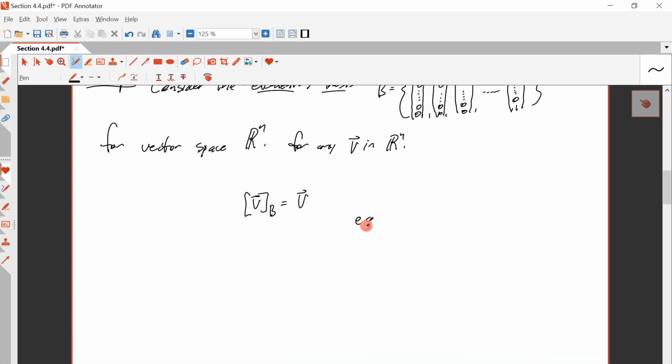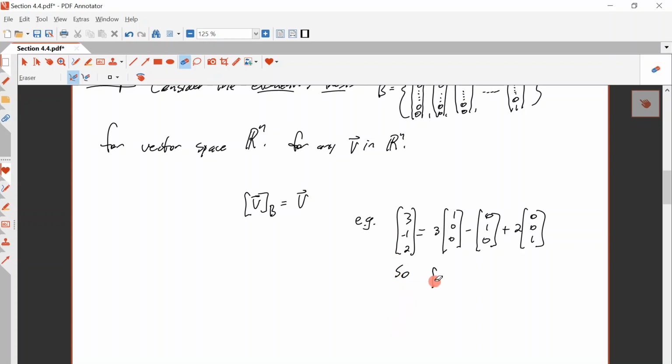For example, 3, 1, 2 as a linear combination of the elementary basis is just 3 times the first vector plus 1 times the second vector. Let me put a minus 1 there: 0, 1, 0. Plus 2 times the last vector. So 3, negative 1, 2. So the coordinates [v]_B are just 3, minus 1, 2.